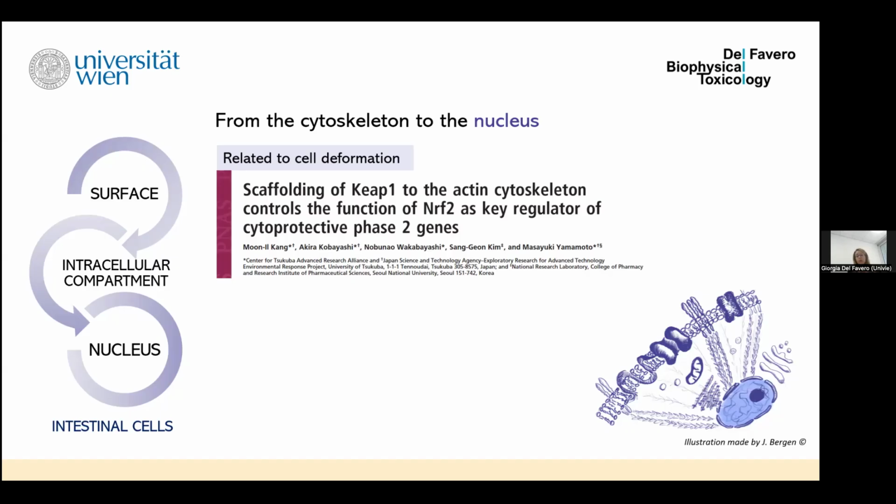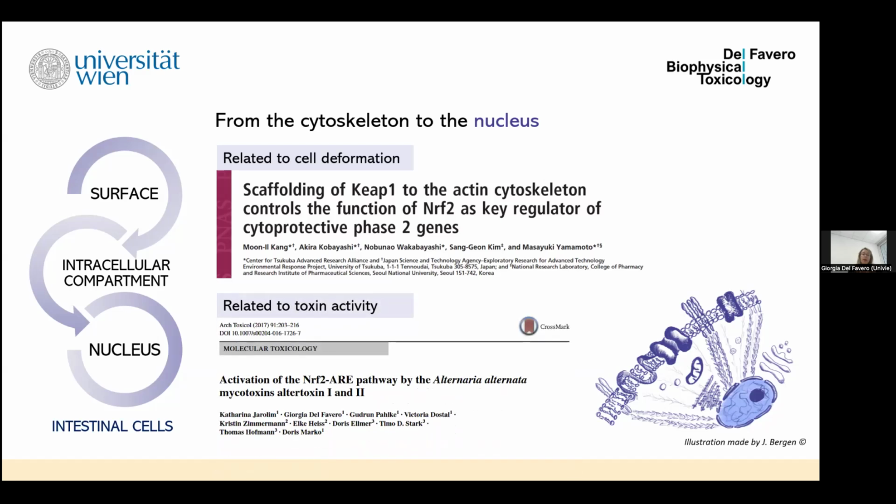NRF2 is sensitive to cell deformation, but also to oxidative stress, because it's linked to actin thanks to the scaffolding protein KEAP1. And when it's activated, it's able to bind in the DNA to the antioxidant responsive elements and with this regulates gene transcription to obtain, for instance, phase 2 genes or elements of the antioxidant response. Here we knew already that NRF2 was related to the activity of the toxin because it was mobilized in response to application of the toxin.